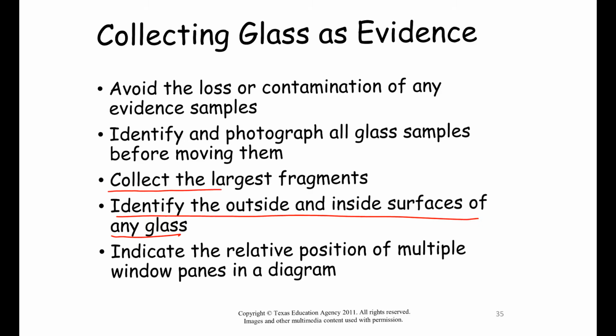The other thing that we try to do is collect large fragments, so it makes it easier for us to get some of those measurements of density and refractive index. It's easier to get those from a bigger piece of glass than it is from a little tiny shard of glass. The other thing that would be important is to indicate the relative position of multiple window panes in a diagram if that was something that you saw at that particular crime scene. If all of this could have come from one window, you want to be able to denote that in your sketch. If all of the glass could have come from multiple windows, you want to show that in your sketch as well.